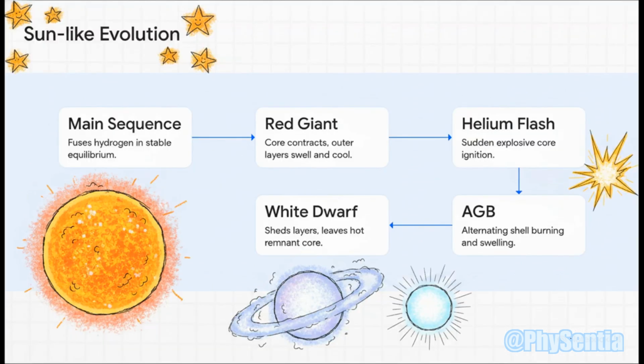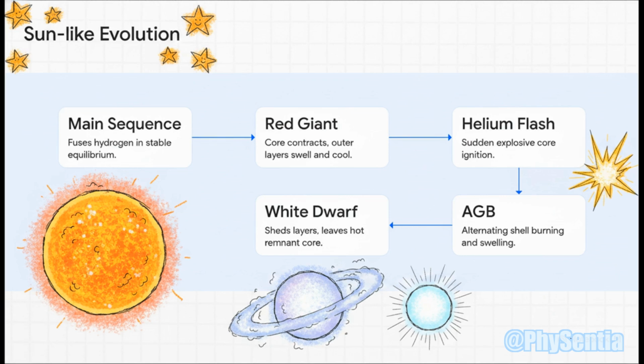Let's actually trace the specific step-by-step track that a sun-like star is going to take. It starts its life out comfortably on the main sequence, just happily fusing hydrogen. But when that fuel finally runs out, its core contracts while its outer layers swell up, and that moves it up and to the right onto the red giant branch.